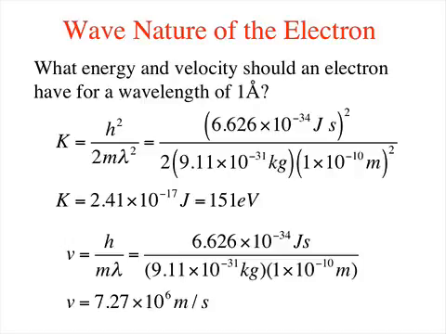What about velocity? If lambda is h over mv, then the velocity is h over m lambda, and we get something like 7 million meters per second, which is pretty fast, but still a lot less than relativistic velocities, which said that we were justified in using the non-relativistic formula.